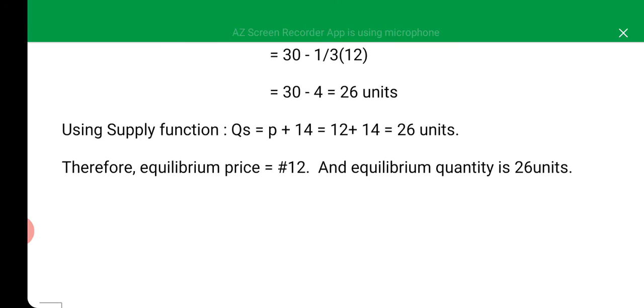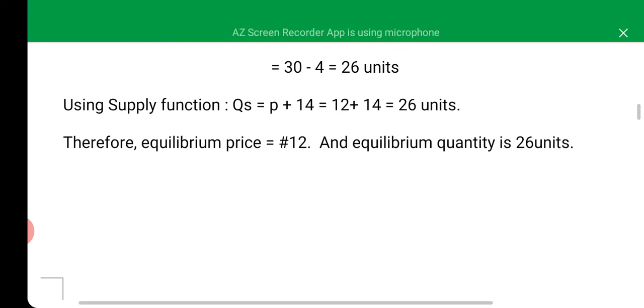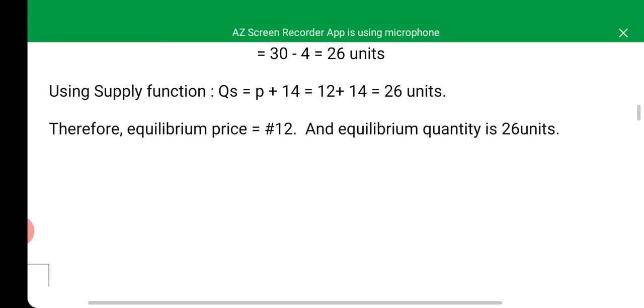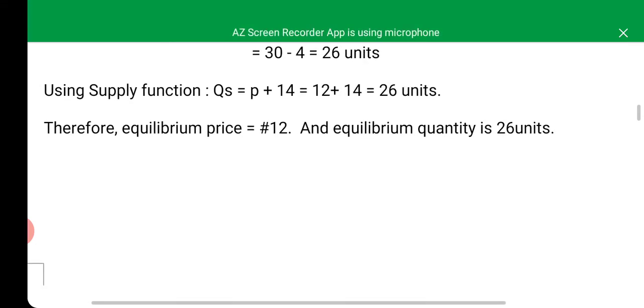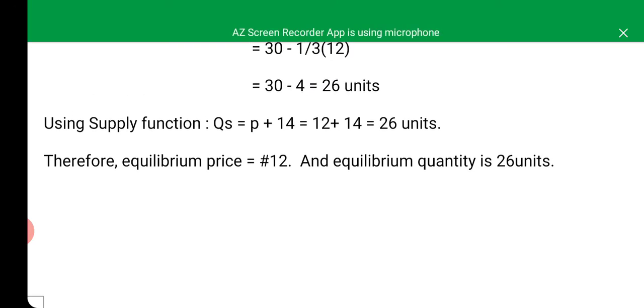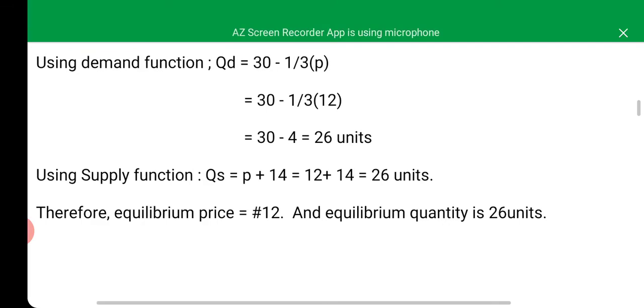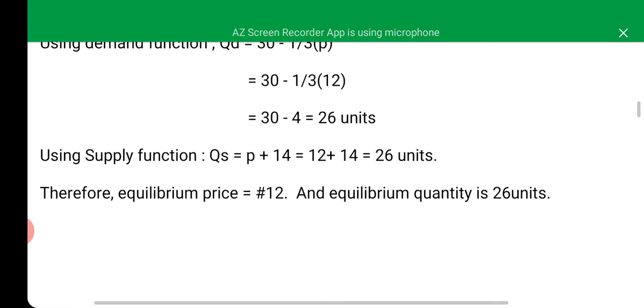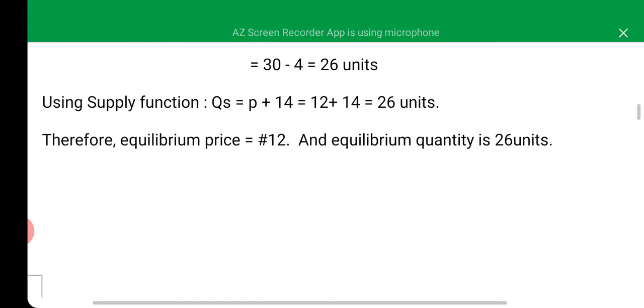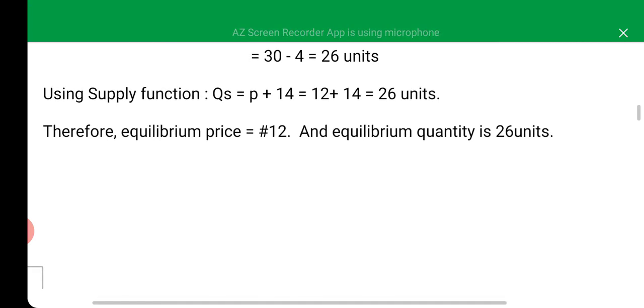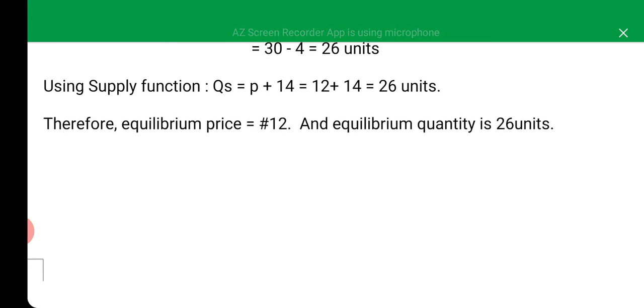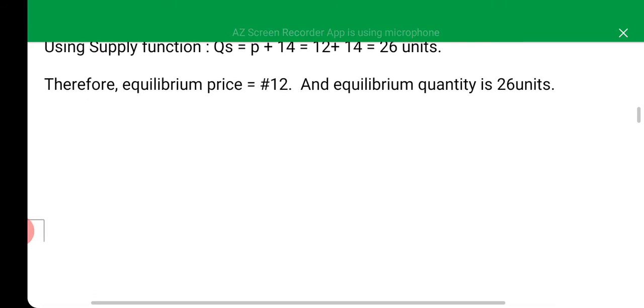If we use the supply function as well, we've calculated our price to be 12. So QS equals P plus 14. Substitute 12 for P. We have 12 plus 14, and that will give us 26 units as well. So if you look at what we have just done using both demand and supply functions, we arrive at 26 for each, which is equal to each other. Therefore, the equilibrium price in the function given is 12 naira and the equilibrium quantity is 26 units.